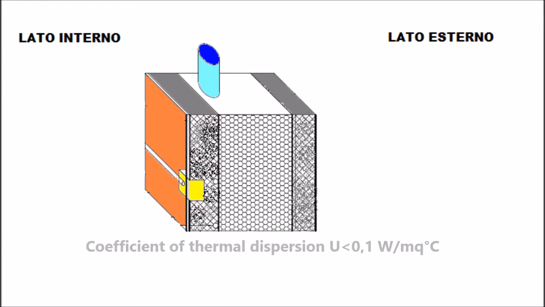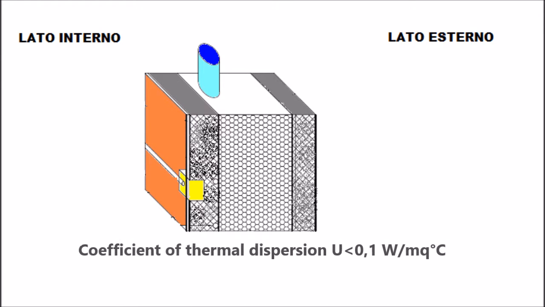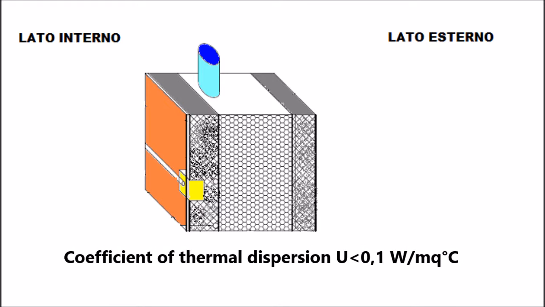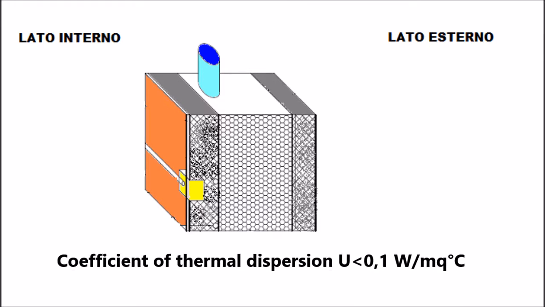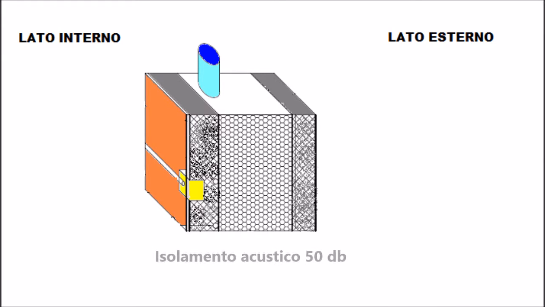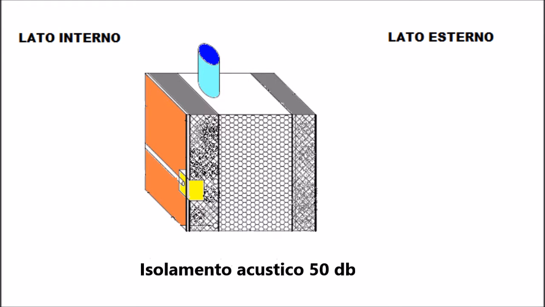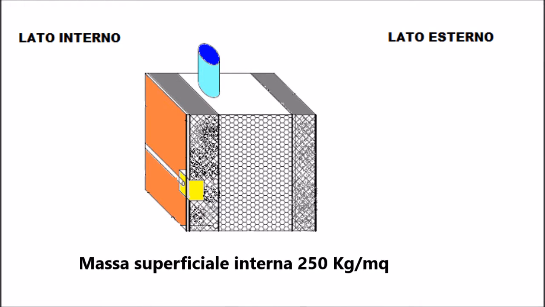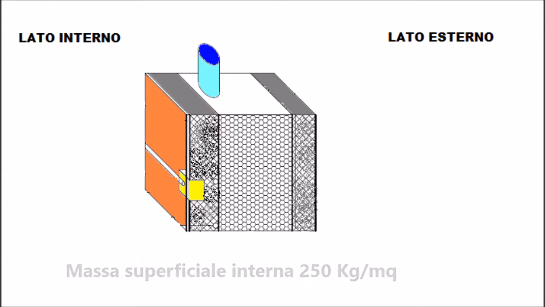The wall has a high thermal isolation with a coefficient of thermal dispersion inferior to 0.1 watts per meter square degree. The acoustic isolation is of 50 decibels. The inside superficial mass is 250 kg per square meter.